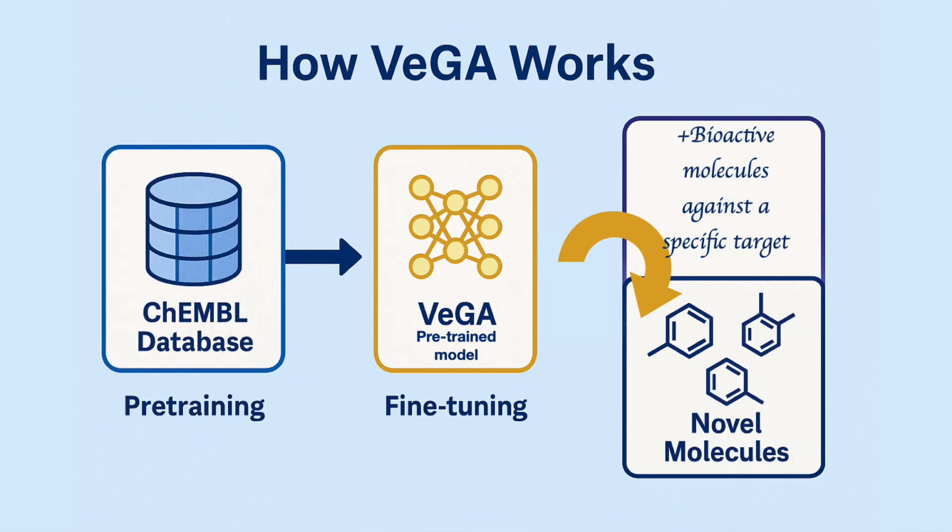VeGA is first trained on the ChEMBL database, learning general chemical rules from over 1 million molecules. Then, it can be fine-tuned on a small set of compounds that are active against a specific target. This transfer learning step allows it to generate novel molecules tailored to your protein. However, you still need around 100 active molecules or more for an efficient fine-tuning process. In many real-world projects, that's not easy, but there might be ways to work around this.